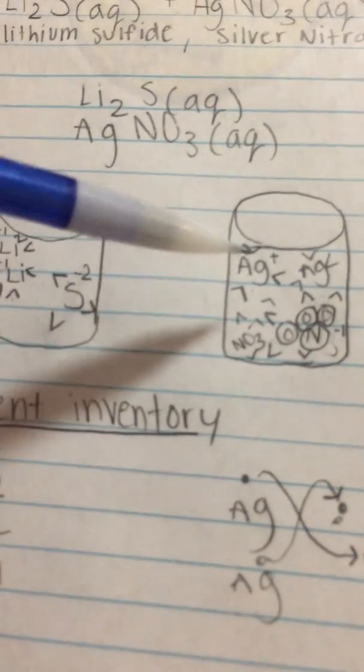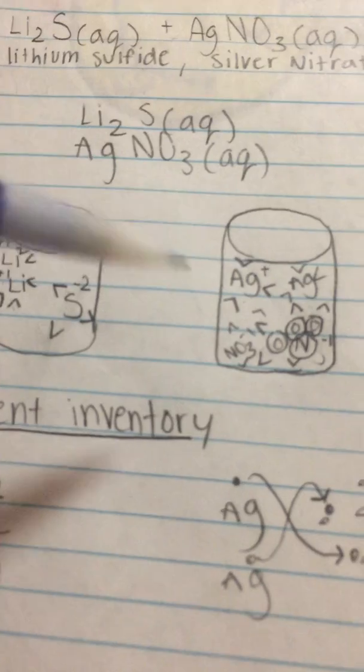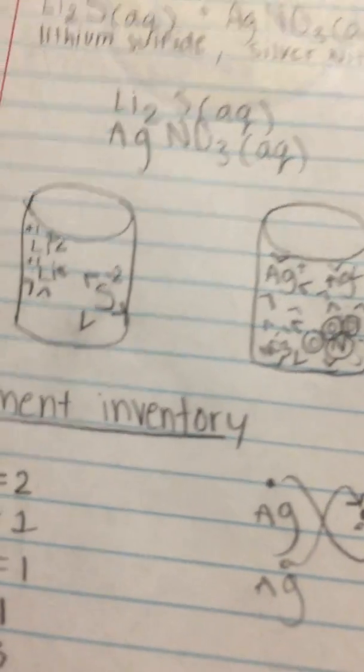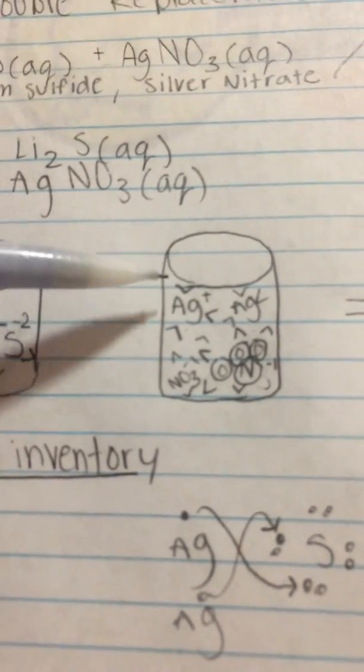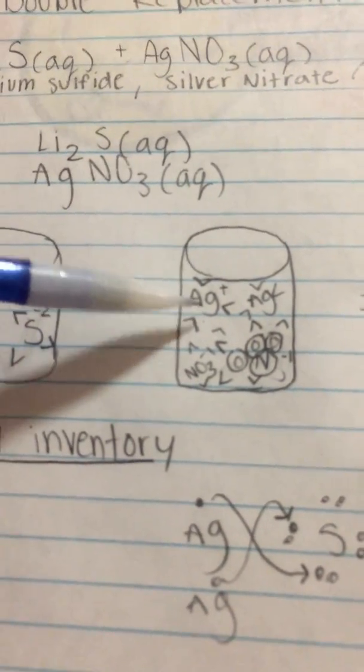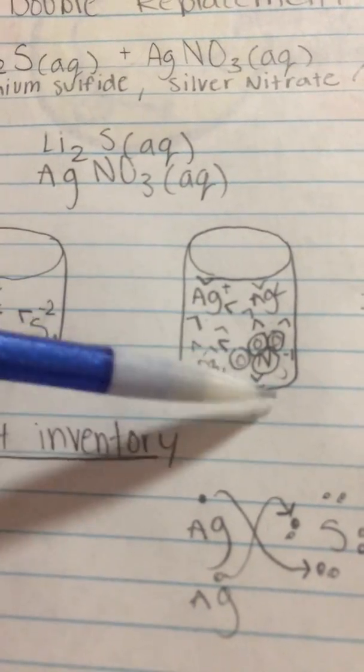Same thing over here. We have one silver and one nitrate, and you may be wondering why there's two, but you'll understand it later. Same thing with the water molecules. Because Ag is positive, the oxygen will be attracted to it, and because nitrate is negative, the hydrogen will be attracted to it.